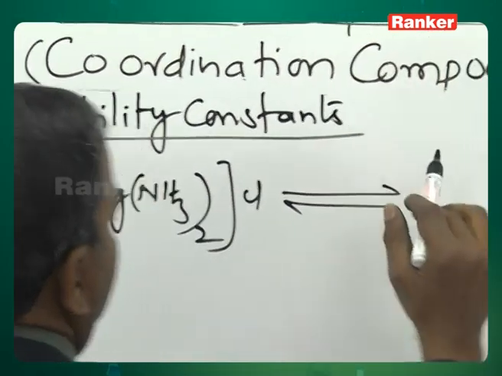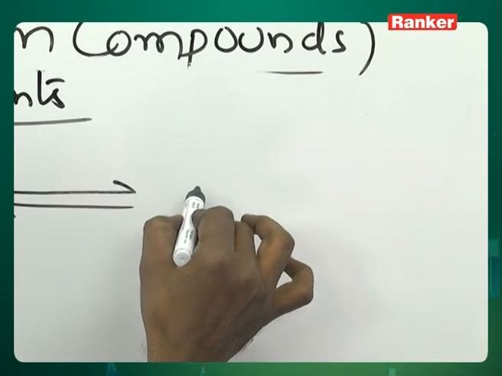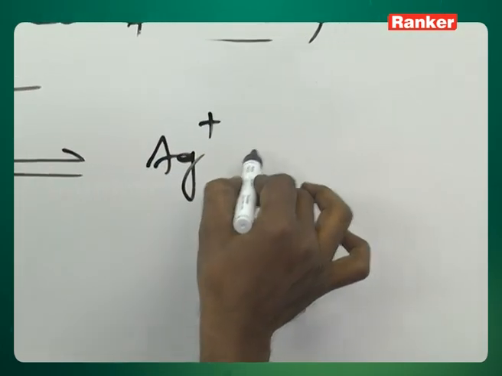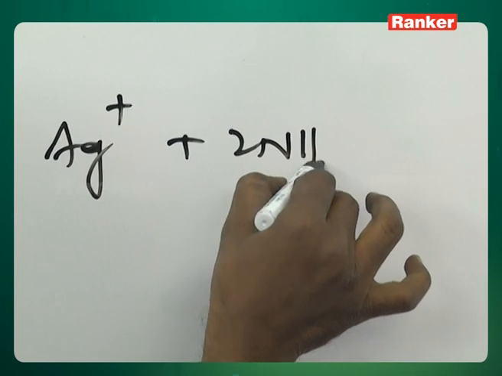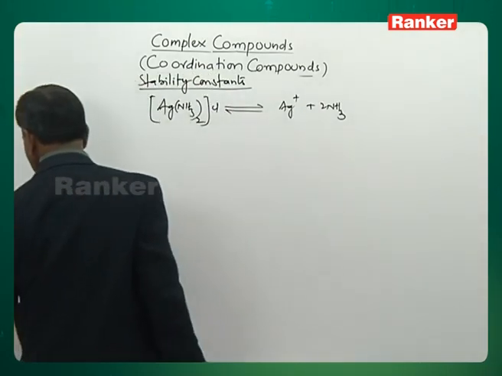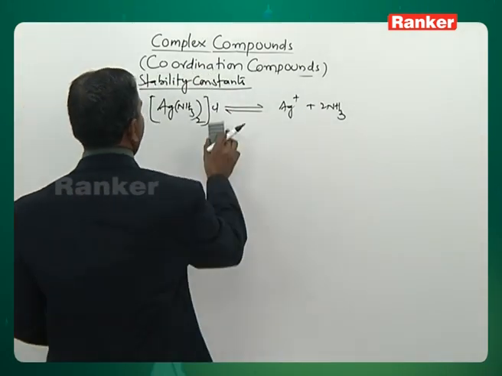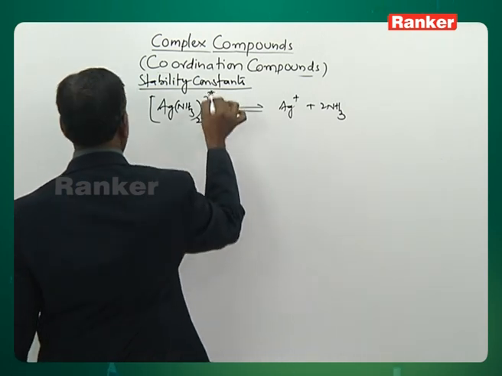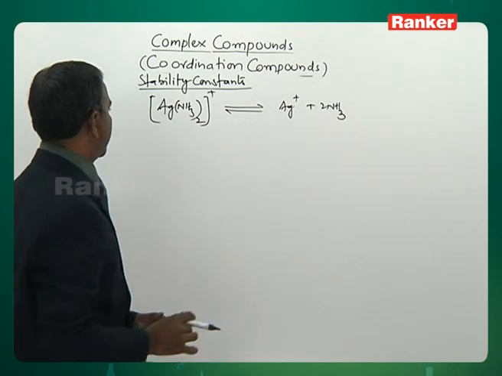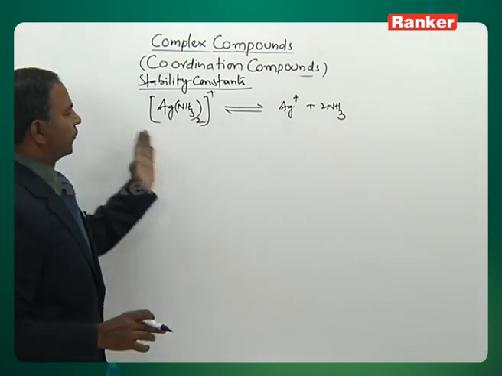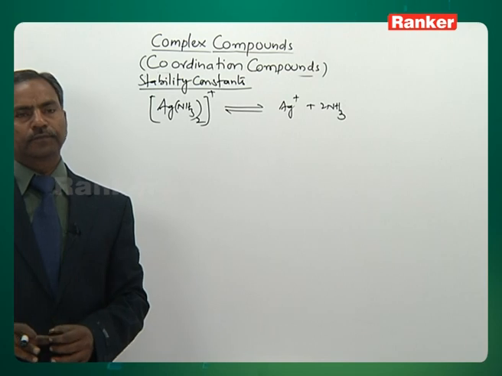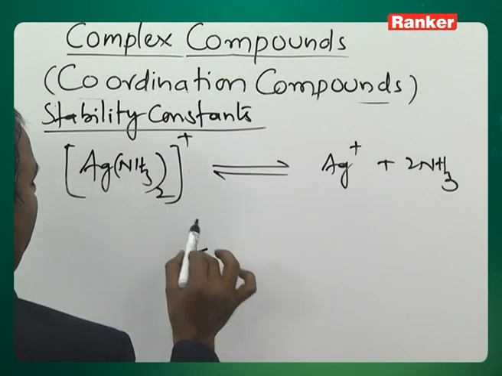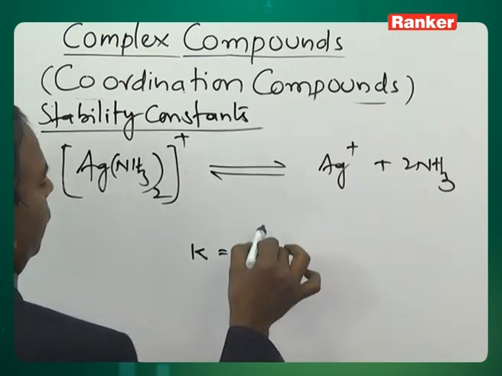To what? It ionizes to produce a metal cation and amine ligands. Instead of writing this particular chloride, let me write this in a brief, easy way, like this: [Ag(NH3)2]+, ionizing in the aqueous solution. Let us write the equilibrium constant for this particular equilibrium equation.